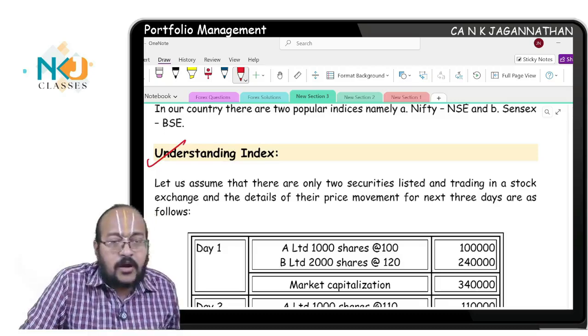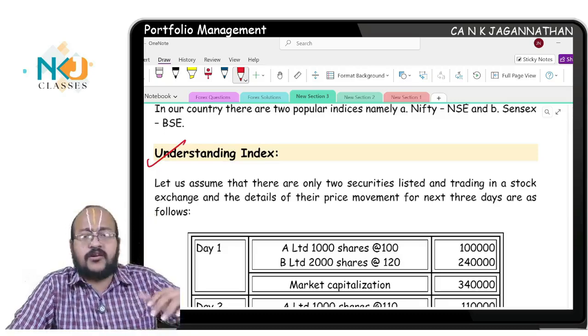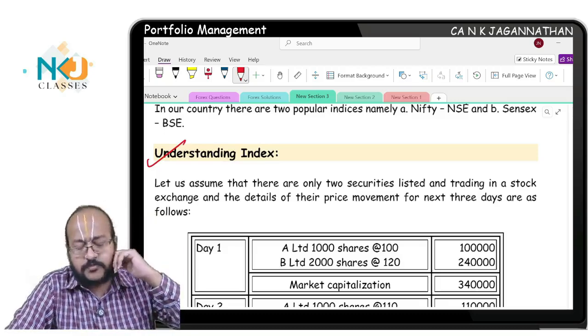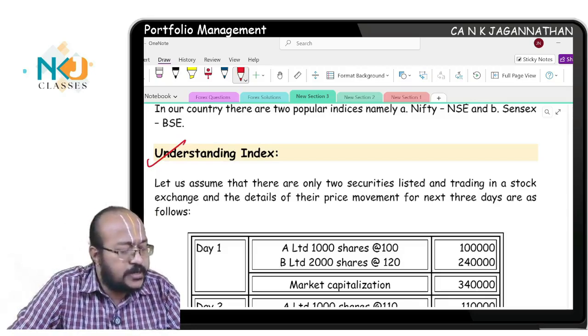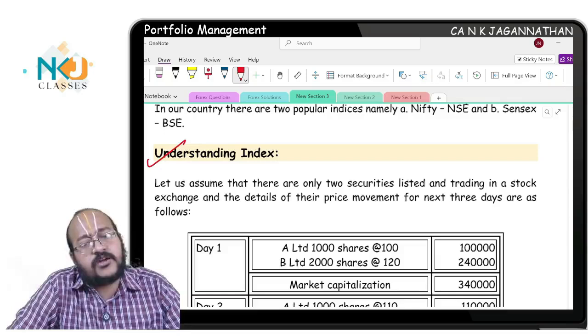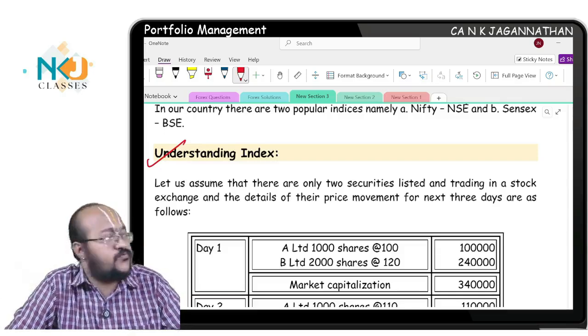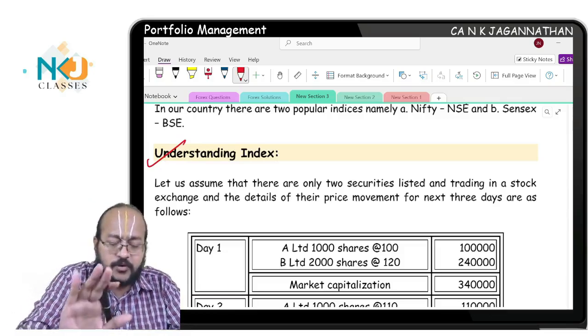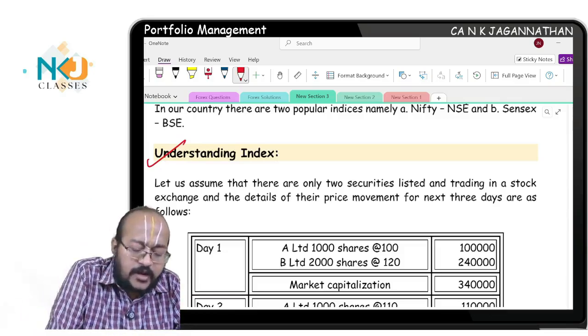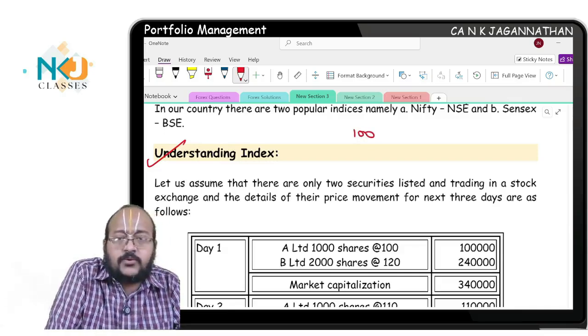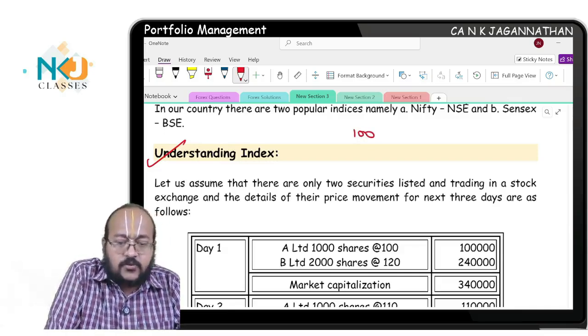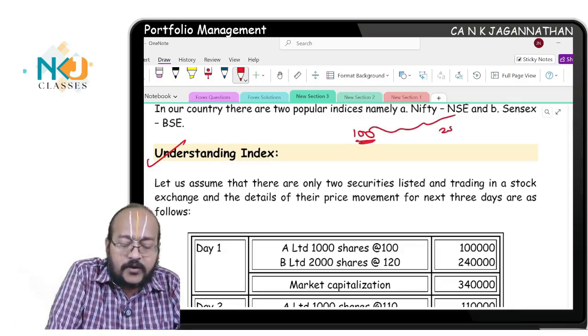Now, how is the index formed? This also I explained in basic concepts. An index can be formed using various methods, but in most of the markets, the market capitalization method is followed. Very simple to put it. Initially, when the index started, it was 100 points. In 1979, Sensex was 100 points. From 100, it is now 25,000 odd points.